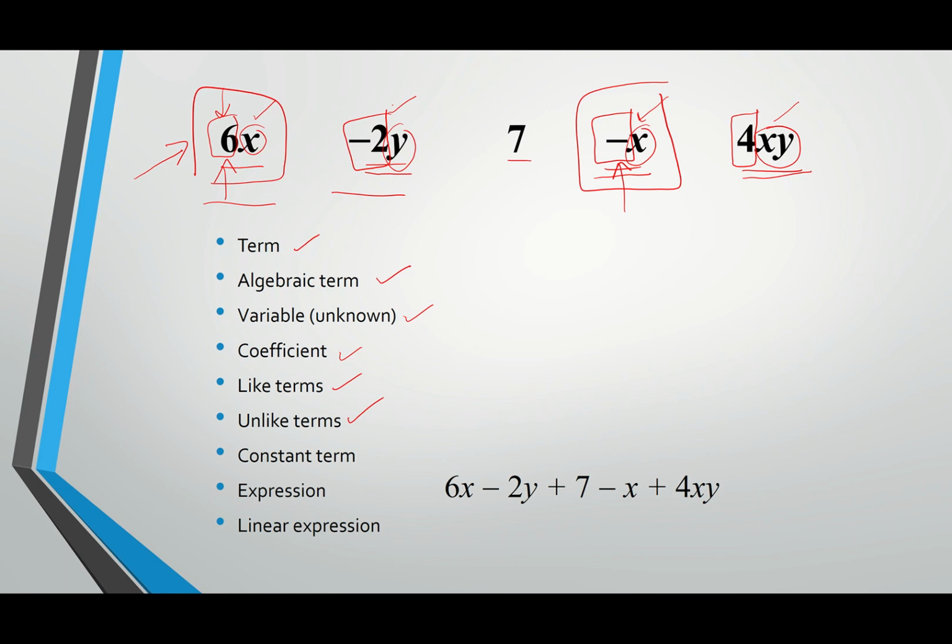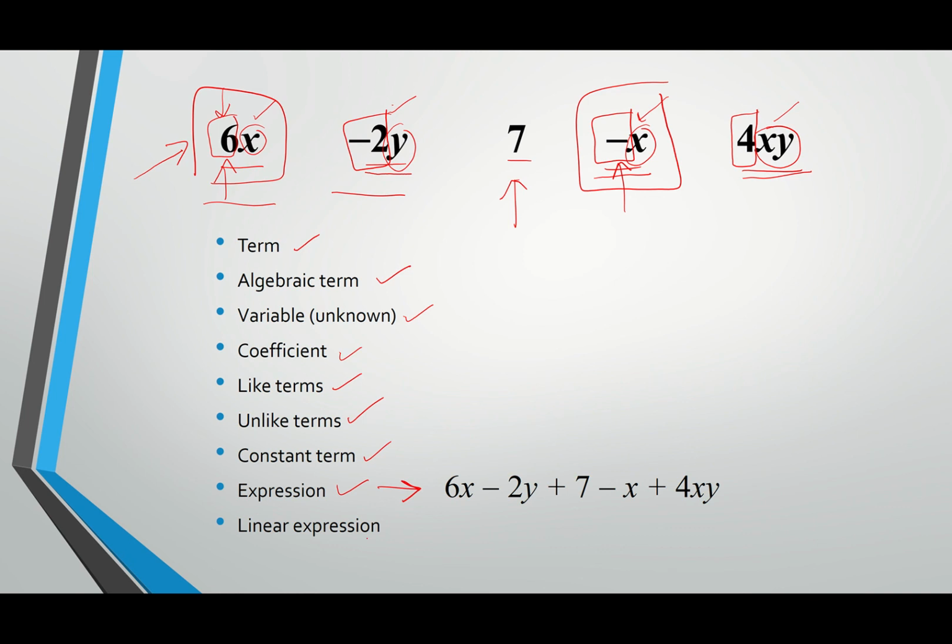Now, you must be wondering, what's up with this number 7 here? 7 is called a constant term. It has no variable. Any term that has no variable is just a number, and we call it a constant term, or simply a constant. When we put all these terms together, we form an expression like this one over here.